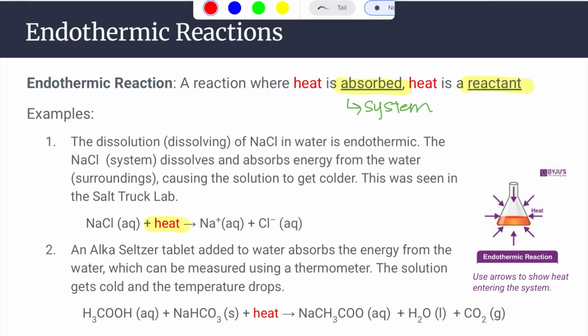When we did our stoichiometry lab, we saw this reaction. We didn't really measure heat, but maybe you noticed that the solution was getting colder because heat was being absorbed. Heat was a reactant, taking that heat from the surroundings and entering the system. And so we use arrows to show the heat entering the system if we wanted to just model what that would look like.